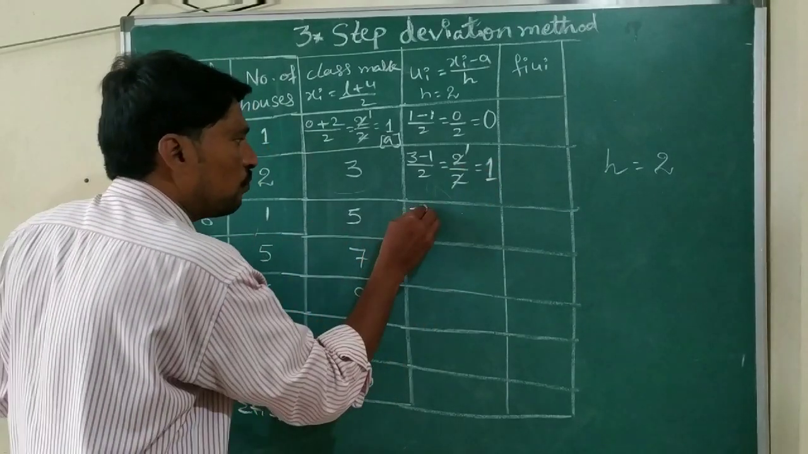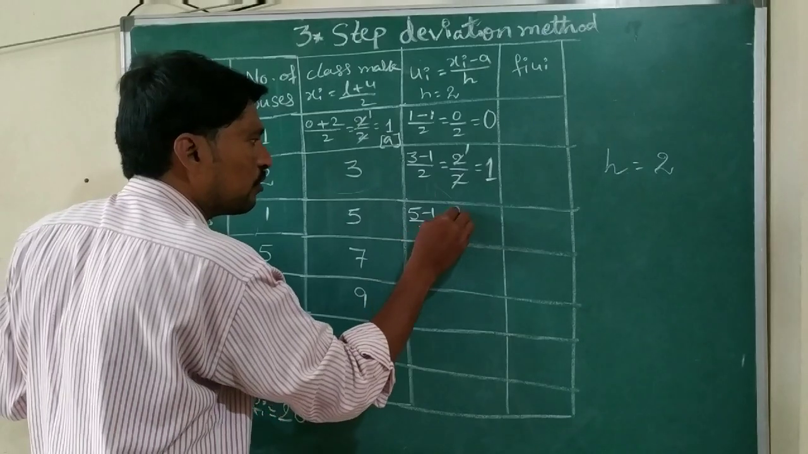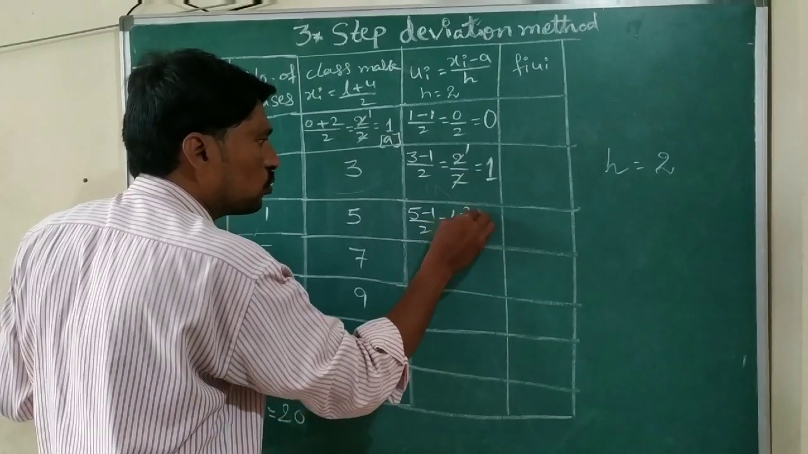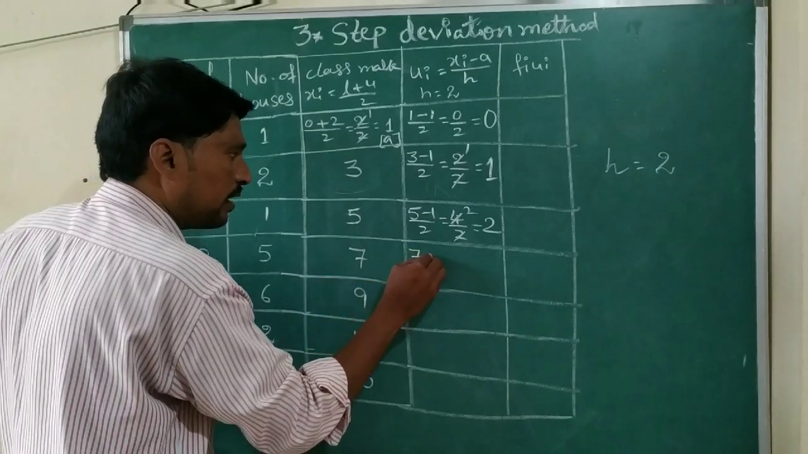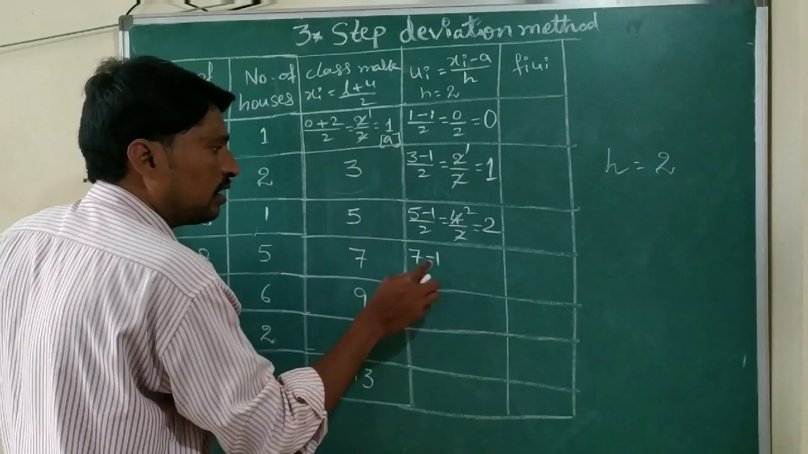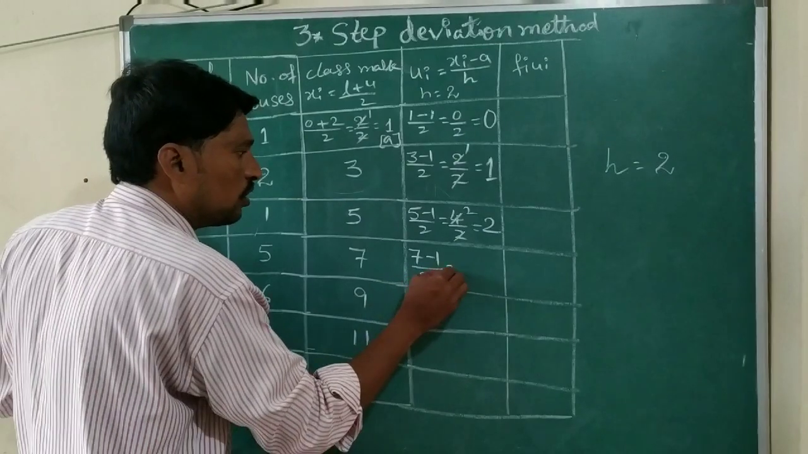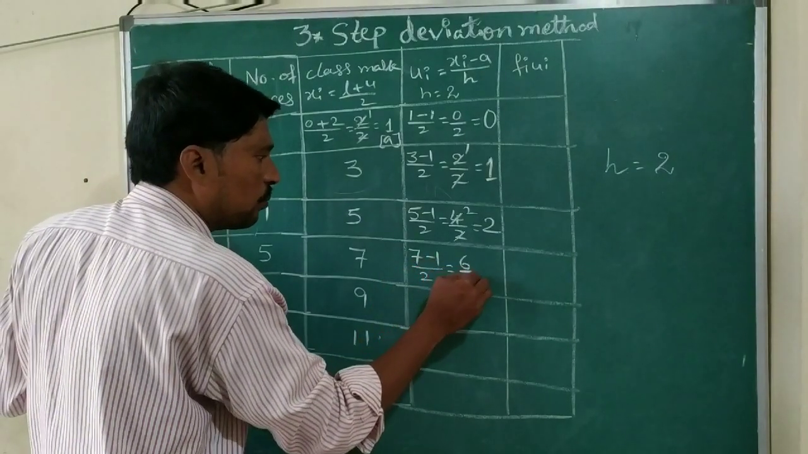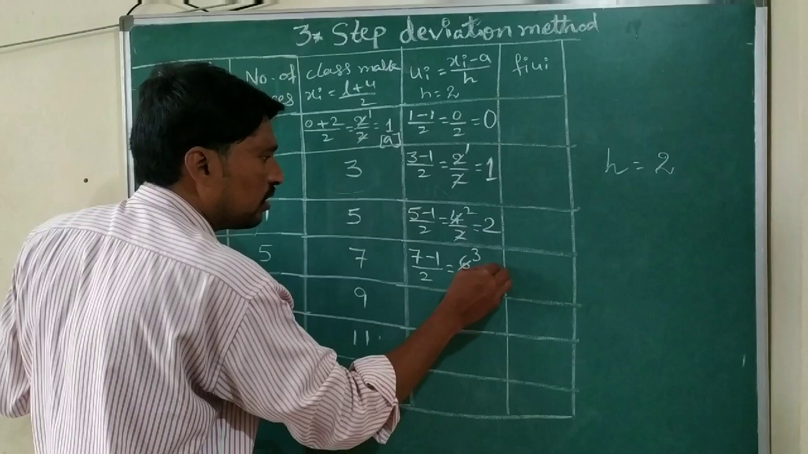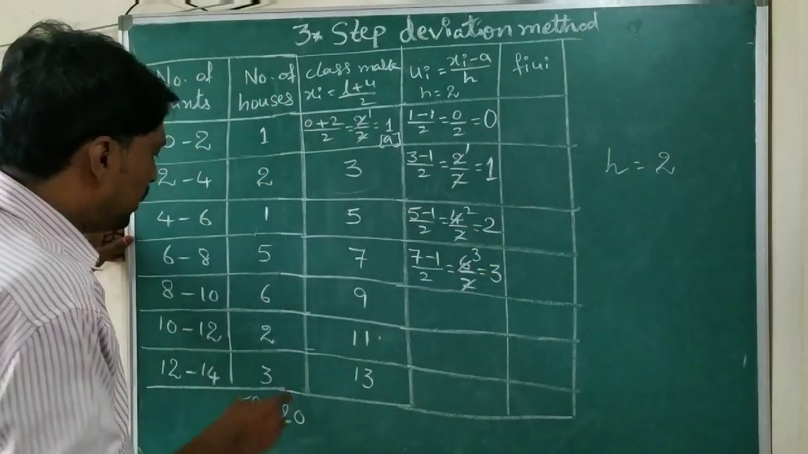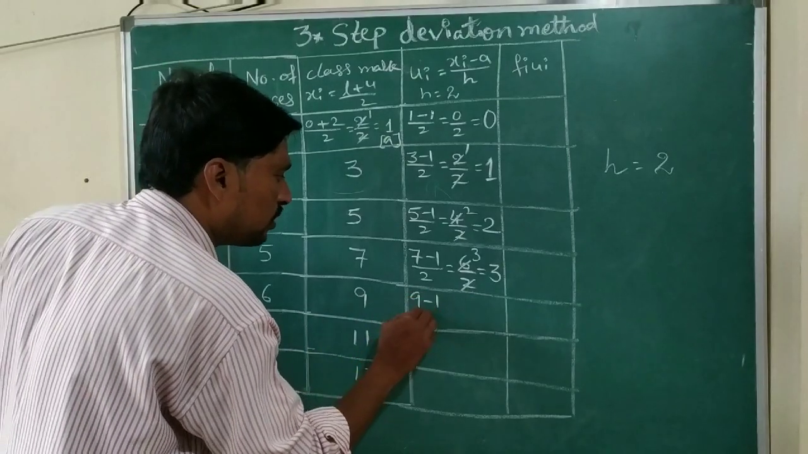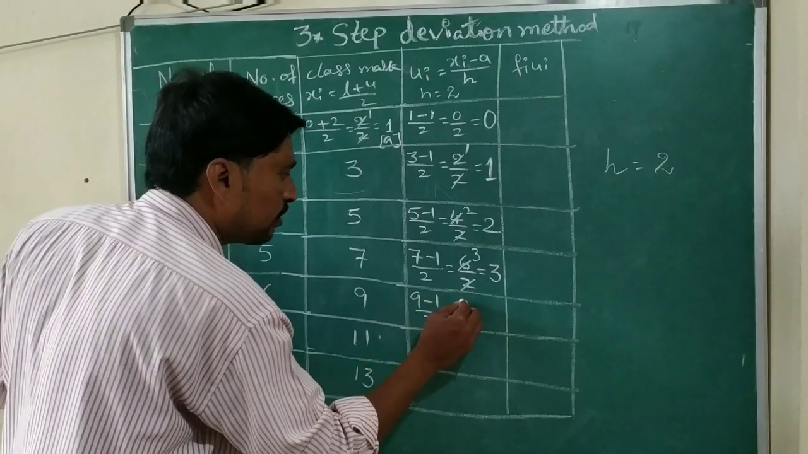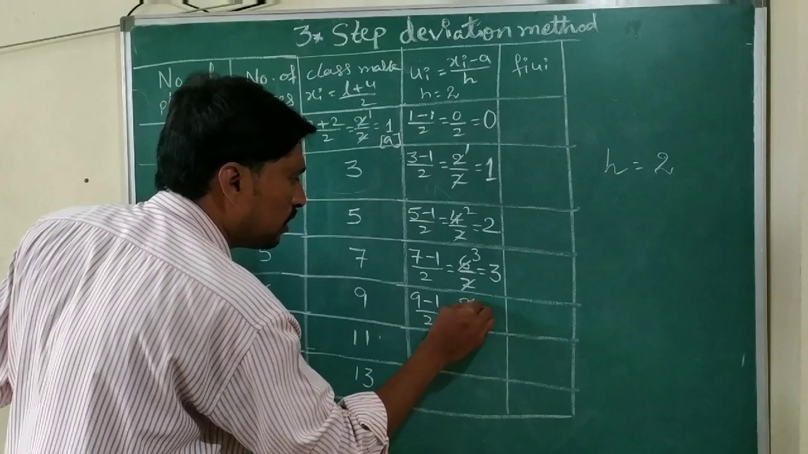Next class, 5 minus 1 by 2. 5 minus 1 is 4, 4 by 2 is 2. Next class, xi is 7 and a is 1, so 7 minus 1 is 6, 6 by 2 is 3. Next, the 8 to 10 class interval. xi is 9, so 9 minus 1 by 2. 9 minus 1 is 8, 8 by 2 is 4.